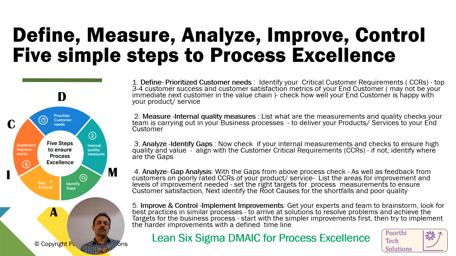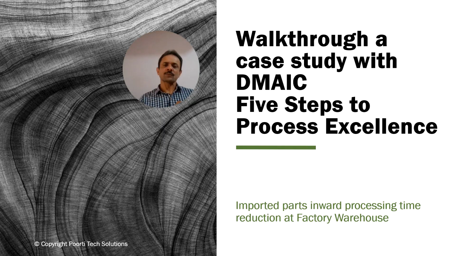The last step is improve and control, where we implement the improvements. You get your experts and team to brainstorm solutions as well as look at similar processes for best practices to arrive at solutions and resolve these problems to achieve the targets in the business process. We start with the simple improvements first, then move on to the harder improvements with a defined timeline. So these are the DMAIC steps of Lean Six Sigma that we are going to use for process excellence.